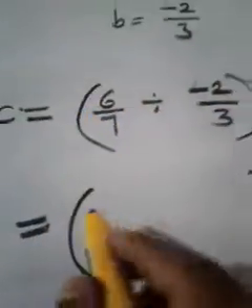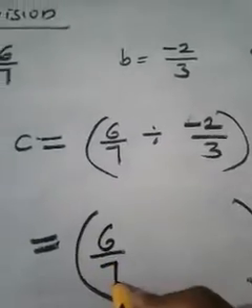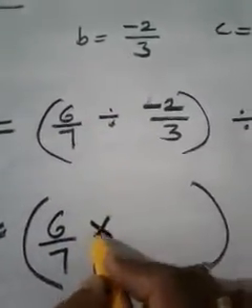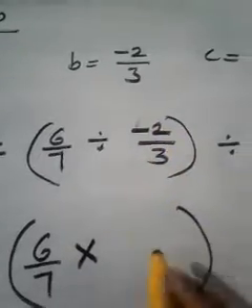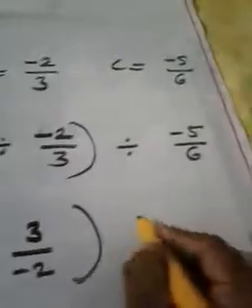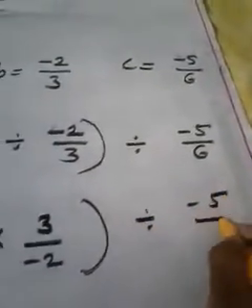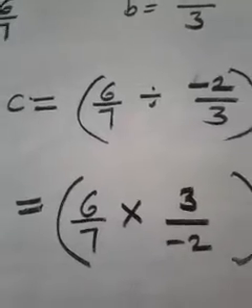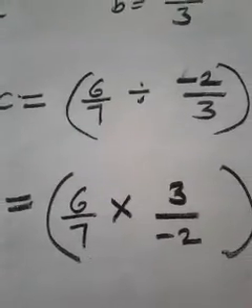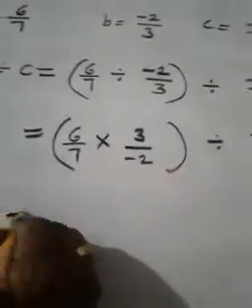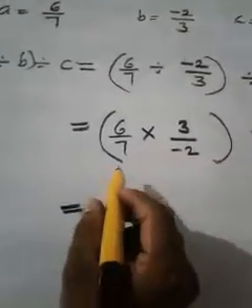That means the first fraction, as always, is the same, 6 by 7 as it is. Division will be changed into multiplication. At that time you can take the reciprocal of minus 2 by 3, that is nothing but 3 by minus 2, and divided by minus 5 by 6 as it is. Listen, 6 by 7 as it is, division will be into minus 2 by 3, so the reciprocal is 3 by minus 2.